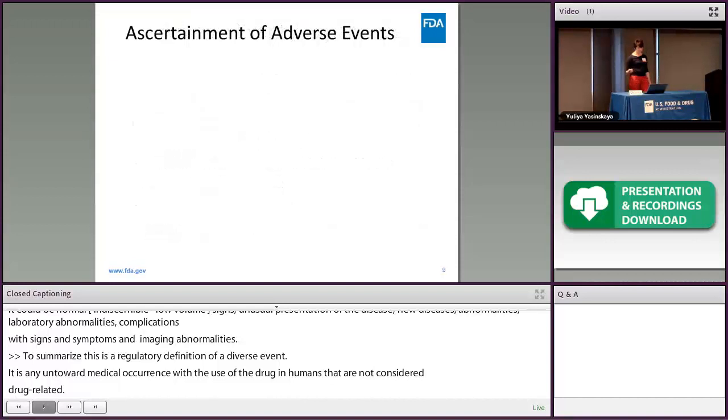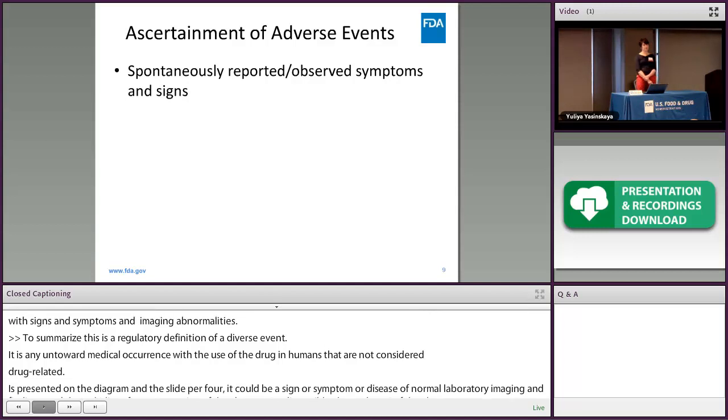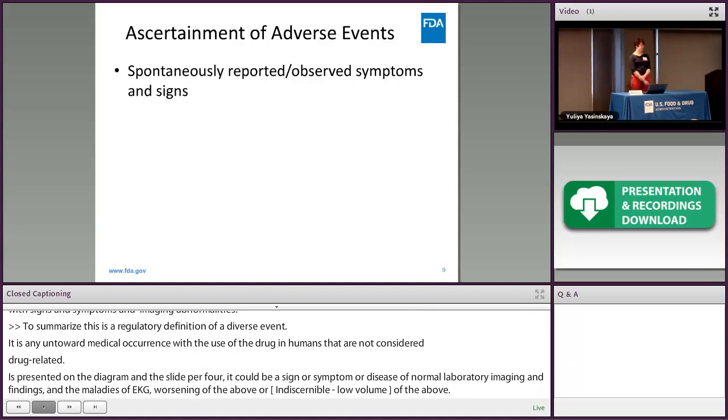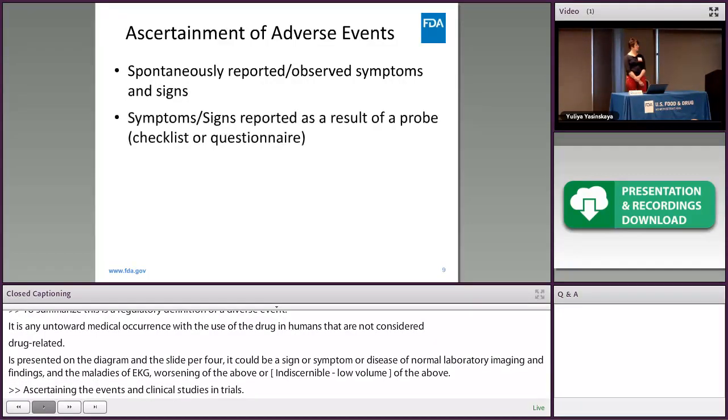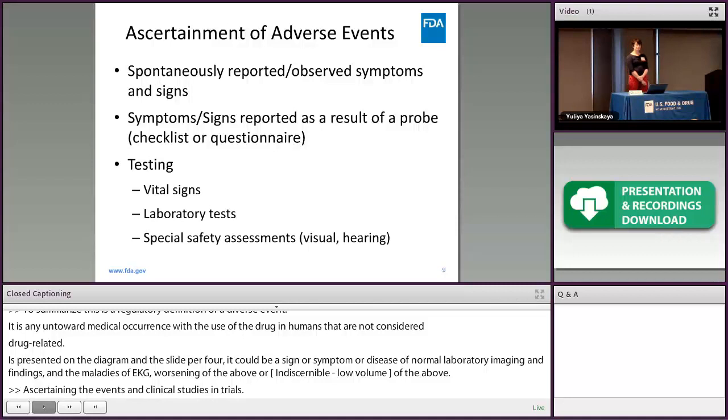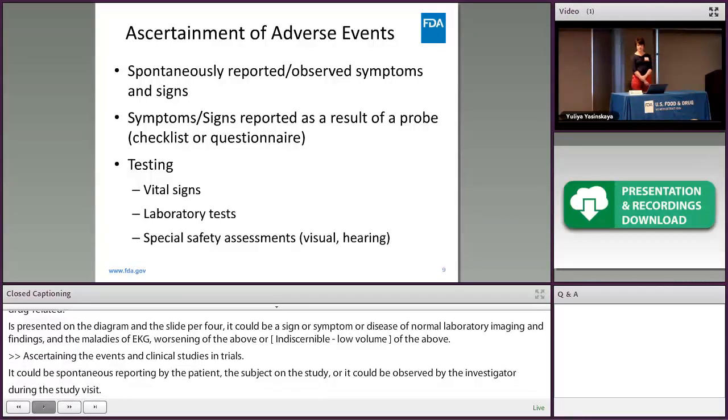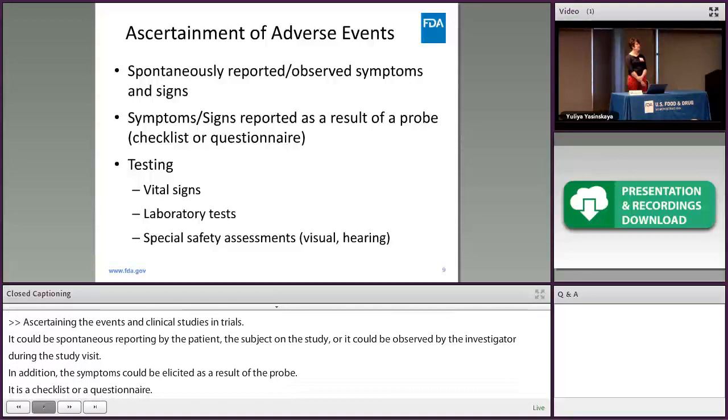Ascertainment of adverse events during clinical studies, clinical trials, take several forms. It could be spontaneous reporting by the patient, the subject on the study, or it could be observed by the investigator during the study visit. In addition, these symptoms and signs could be elicited as a result of the probe. It's a checklist or a questionnaire. In addition, the testing that's employed in the protocol, whether it's vital sign measurements, laboratory testing, specialty assessments such as hearing or vision screening, imaging, could be eliciting adverse events as well.